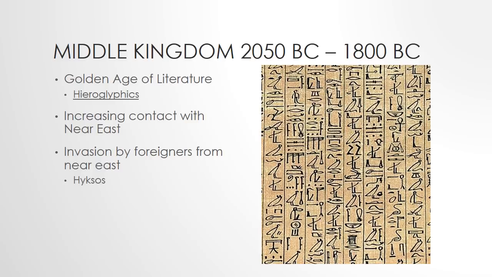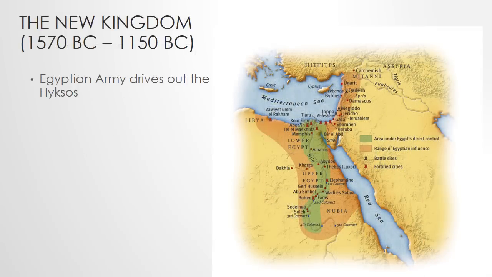But it's not long after these first contacts are made that the Egyptians are invaded by people from the Near East. This mysterious group of people known as the Hyksos ride down in horse-drawn chariots and defeat the Egyptian armies and conquer Egypt. And for 100 years, Egypt is ruled by these foreign invaders. The Hyksos rule in Egypt for about 100 years, but after that time, an Egyptian army rises up and drives the Hyksos out. And a new Egyptian pharaoh is installed, and the new kingdom begins, which lasts for about 400 years.